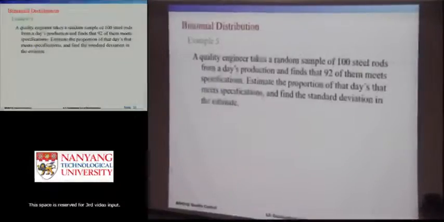Then we look at one. Let's see. This is the last example that I will go through today. You guys can read it.